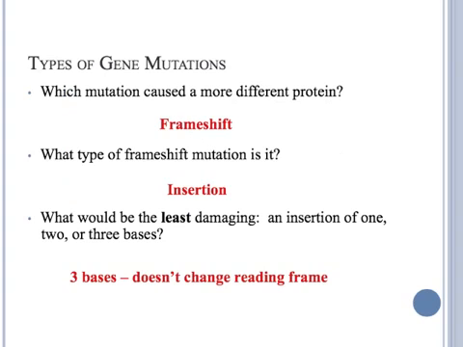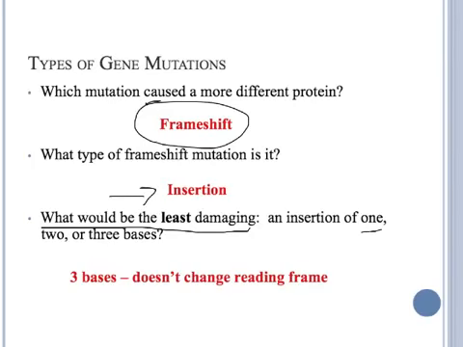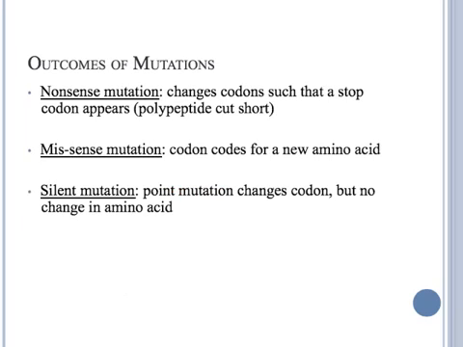So to go back and answer our question, the more severe mutation type would be a frameshift because it affects every single amino acid after the mutation. In this case, we had an insertion. And if we look at this question, what would be the least damaging frameshift mutation if you inserted 1, 2, or 3 bases? The answer is that if you inserted 3 bases, you would still be in the same reading frame. You would just have an extra amino acid. So that would be the least damaging of the 3 types.